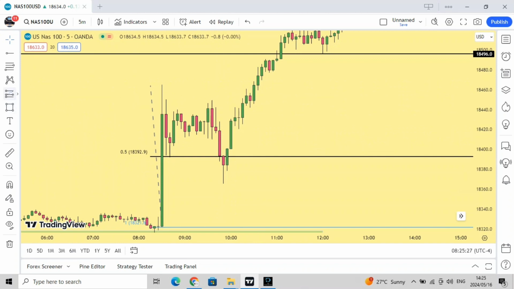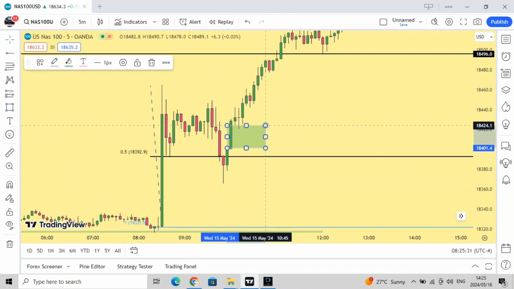So the first fair value gap that stood out to me was this one over here, which is where I placed my first trade. So as you can see, price traded into my fair value gap, touched it a bit and started moving higher. The fact that price just touched my fair value gap and started moving higher showed me that the market was very bullish as the retracement was very weak.